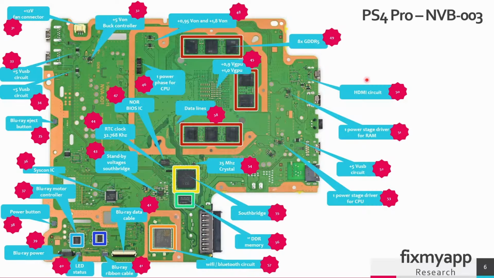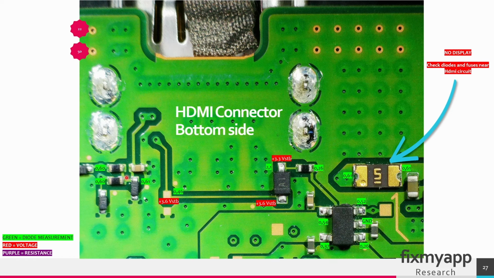This is the backside of the HDMI circuit. This is located in region 50. So on the backside these components are located. When you have no display, check the diodes in this region, and also check if this fuse isn't broken. On this pad there should be 3.3 standby voltage present, and also on this pad and this pad.